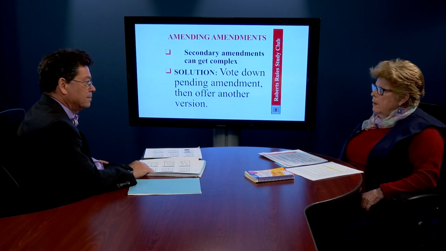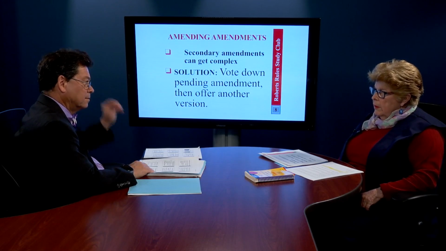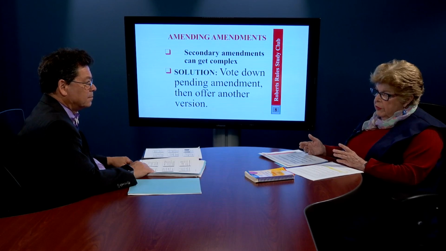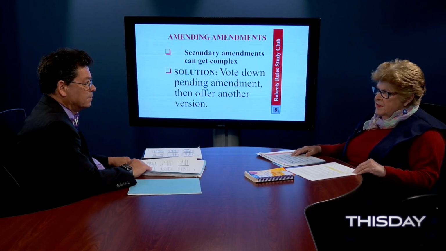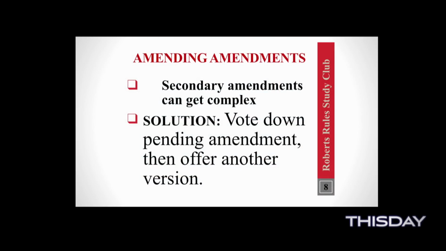Once you've made an amendment and there may be a secondary amendment to it, you have to vote on each part. You have to vote on the secondary amendment first, and then you vote on the amendment as amended. And if that all passes, then you vote on the motion as amended. And in each case, the chairman has to say how it's going to be. So it gets a little complicated.